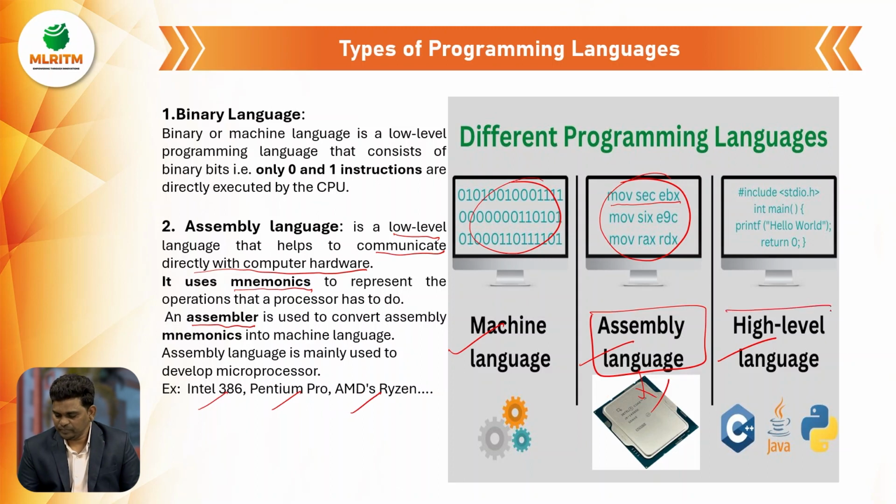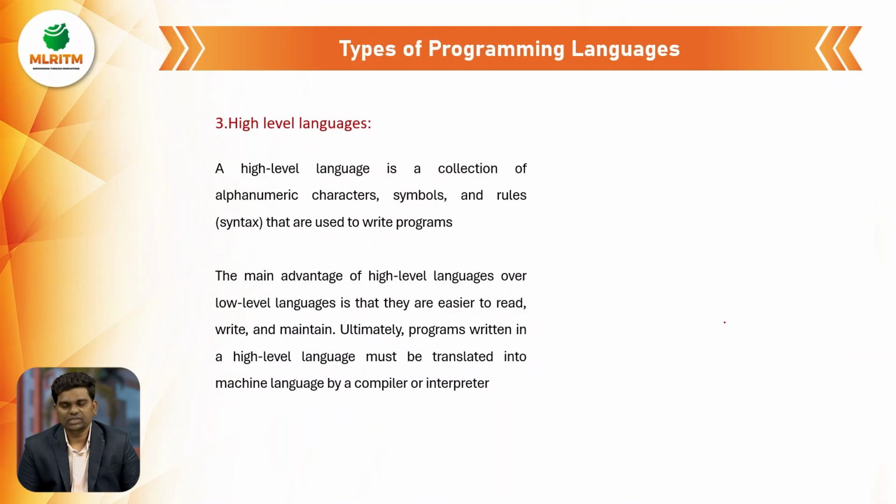Coming to the third one, that is high level language. It is a human understandable language. In this language, instructions are in the form of alphanumerics, characters, and symbols, following some rules and regulations. So the simple definition of high level language is that it is a human understandable language. The main advantage of high level language over low level languages is that humans can easily read, easily write and easily maintain the programs.